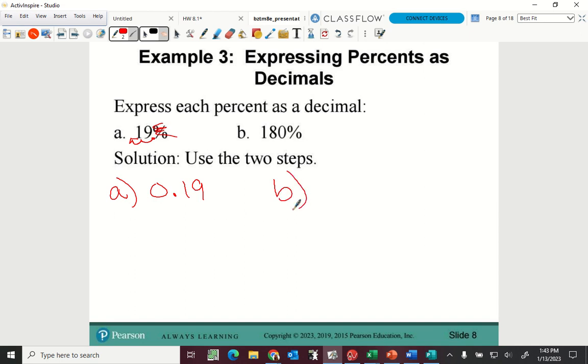B, same thing. Get rid of the percent. And the decimal, where's that at? After the 0 right here, right? So I know no one's cutting because they're doing their notes right now, right? Because you were supposed to do that stuff later. 2 places to the left. So I get 1.8. I'm going to add the 0 because why not? Is it necessary? No, it's not.